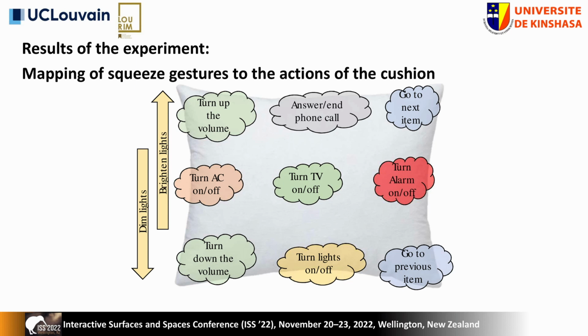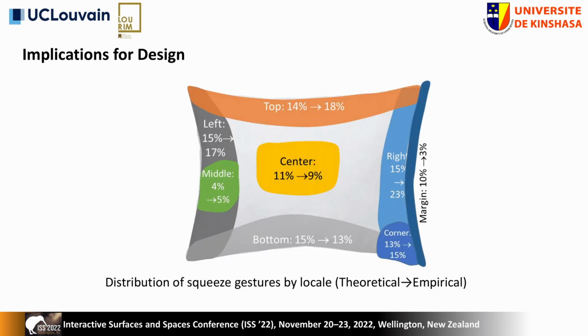Depending on the task, gestures were applied on different parts of the cushion, such as turning the TV on or off, which the participants usually performed in the middle of the cushion. We also noticed that gestures disproportionately involved the top and right sides of the cushion compared to its center and bottom, which were less involved.